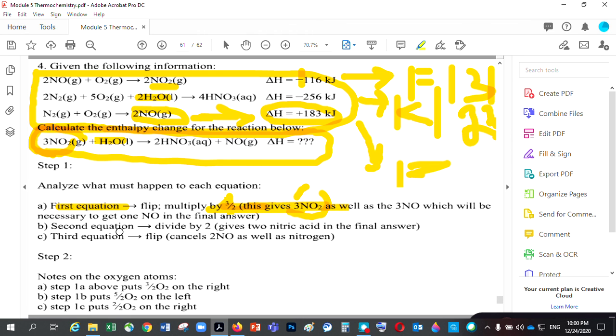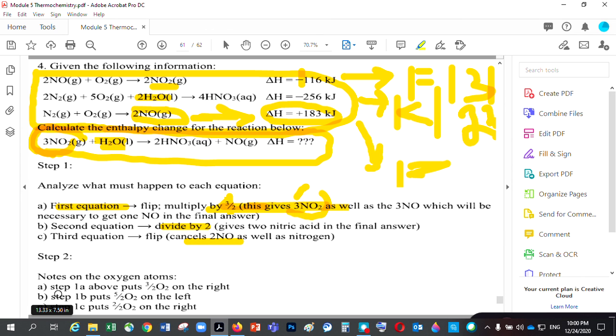The second equation, you divide by 2. Correct? You divide by 2 because H2O is 1 and here is 2, you divide by 2. And you keep it as is. You don't change it. The third one, you have to flip it to get rid of NO2. To get rid of what? NO, sorry. Not NO2. NO, to get rid of it.